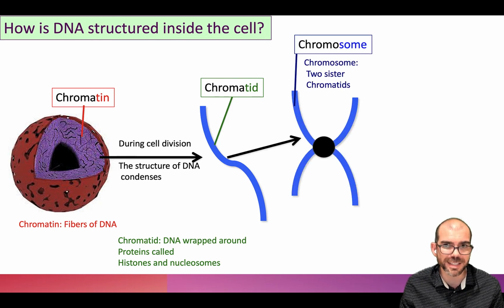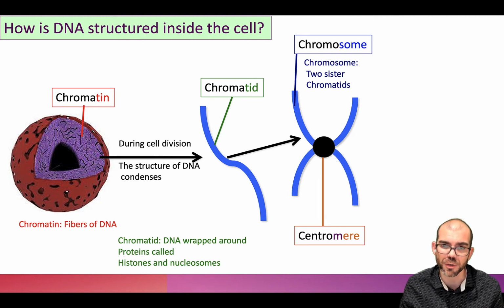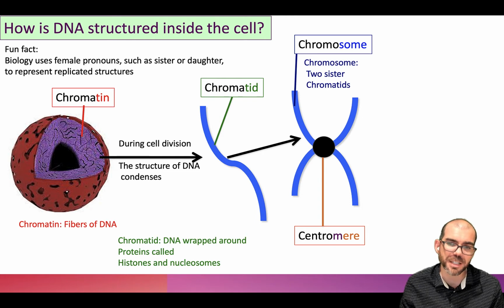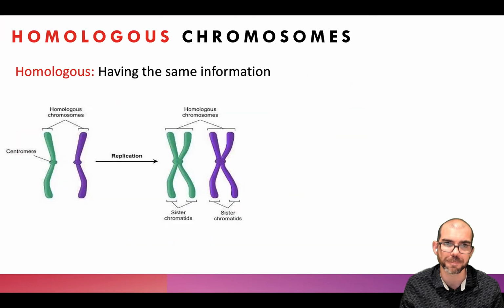Now, chromatids will actually come in sister pairs to form a structure called a chromosome. A chromosome is just two chromatids, and those chromatids are identical, attached together by a structure called the centromere. The primary function of the centromere is just to hold those chromatids together. And a fun fact about biology, just so you know, in biology we always use female pronouns when we're dealing with multiple generations. So phrases such as sister or daughter are always used over father or son.